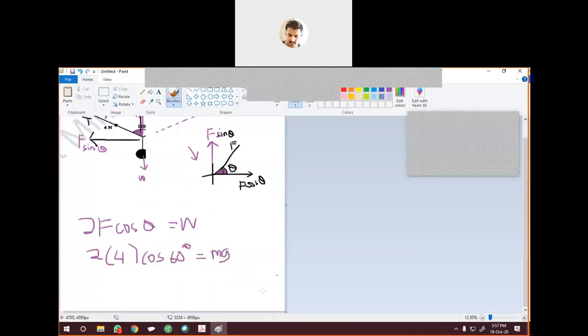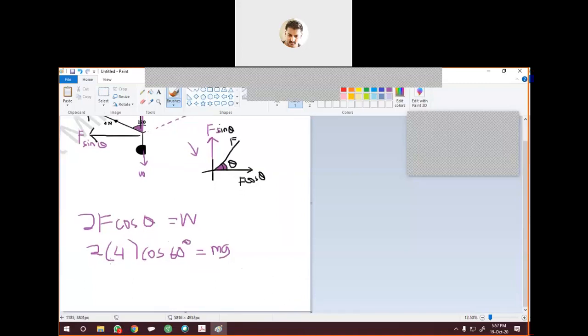Okay, next one. So 2 times 4 is 8. 8 times cos 60. Cos 60 is equal to half. So it equals mg. M we don't know. What is g, Rishika? Yes, good job, 10. Very good. 8 times half, you get 4, equals 10m. So what is the m value, Rishika? Yes, good job. 0.4 is the answer.